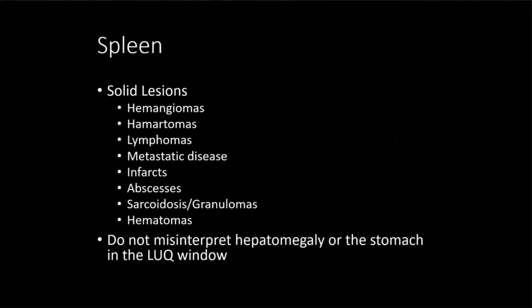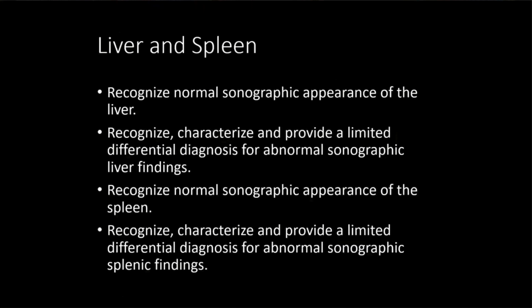So we talked about the liver and the spleen, and we talked about their normal appearances, and we talked about some of the lesions that you might see and kind of a limited differential that you can develop. So that's kind of all I have. Questions, comments?